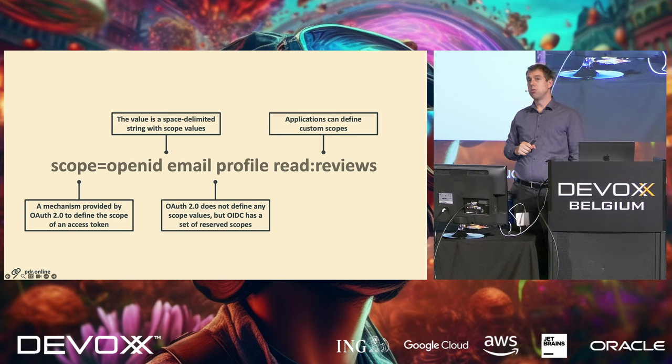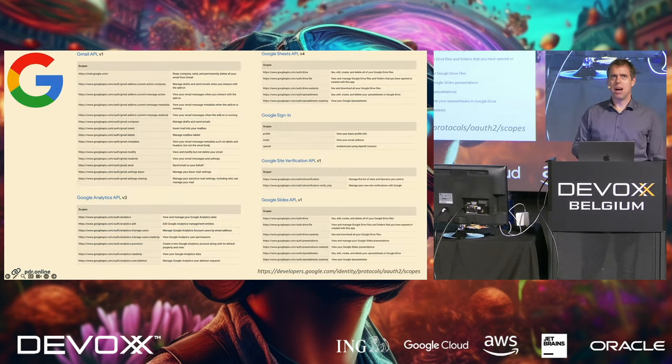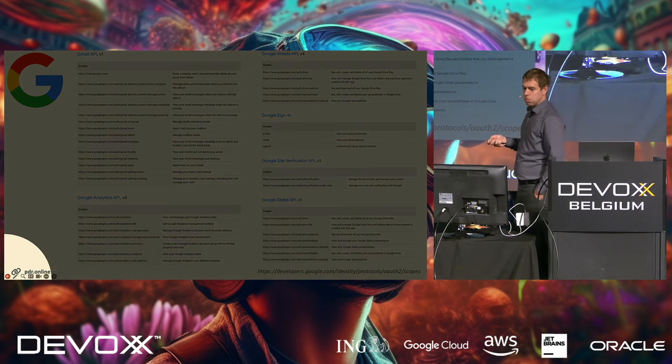I know that's not very useful, like do whatever you want. It's like, yeah, okay, and now what do we do with that? Depends on what you're building. If you're building Google, which I probably doubt you are, but if you're building Google, then you have like a few hundreds or even thousands of scopes. And if you look at this, I don't know if you can read this, but the screen is big enough for sure.